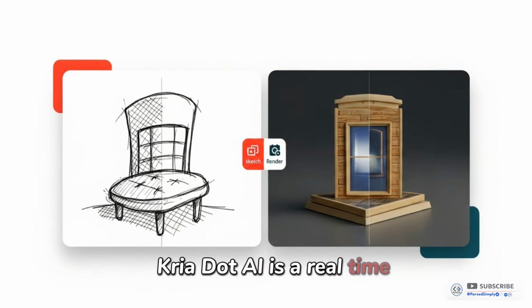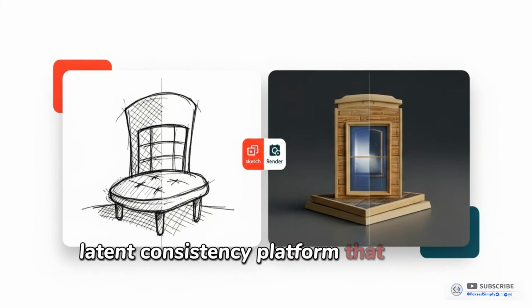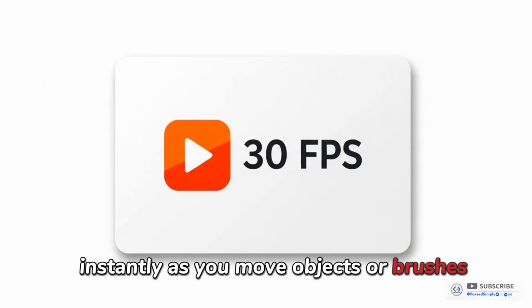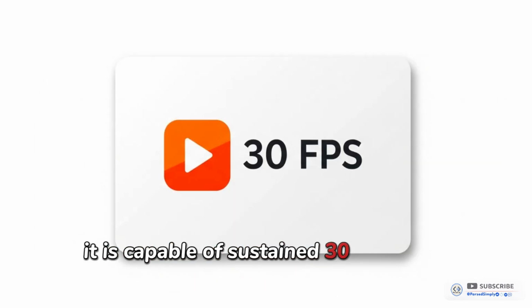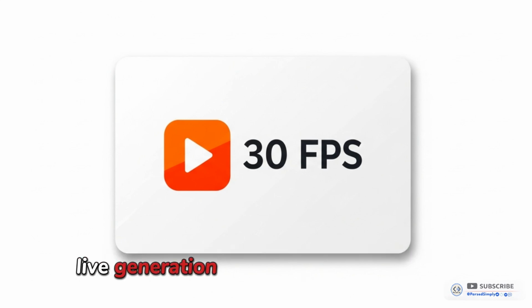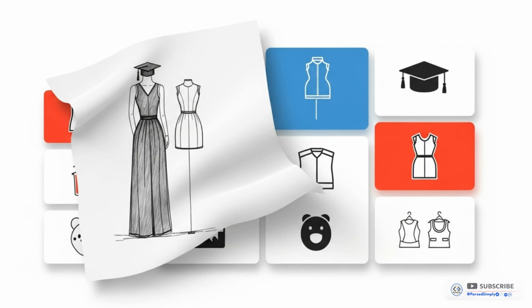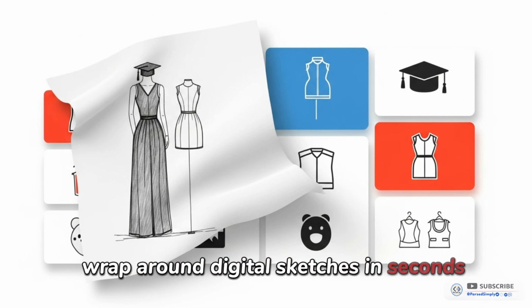Crea.ai is a real-time latent consistency platform that renders high-fidelity images instantly as you move objects or brushes. It is capable of sustained 30 frames per second live generation for interactive workflows. Fashion illustrators use the real-time canvas to visualize how fabric textures wrap around digital sketches in seconds.